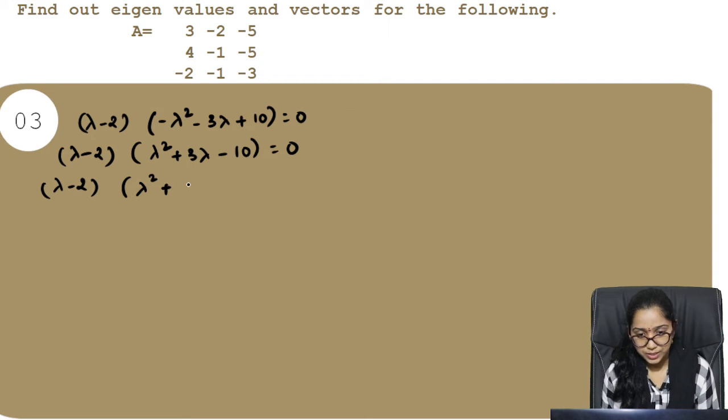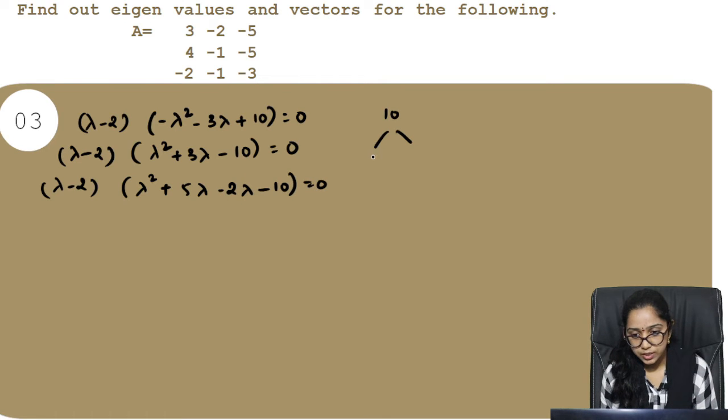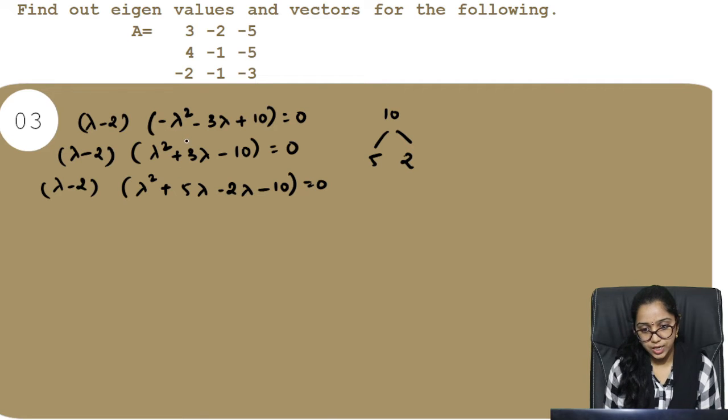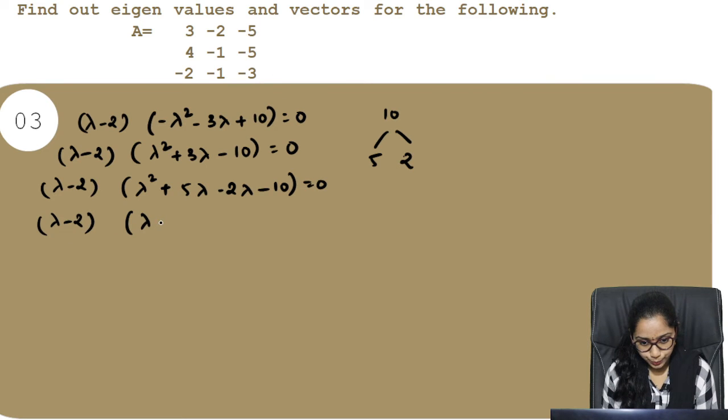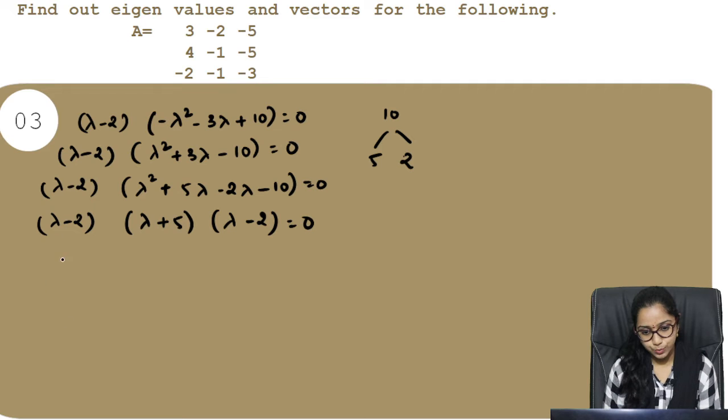Lambda square plus 5 lambda minus 2 lambda minus 10 equal to 0. Why am I taking it this way? To find the factors, because 10 is 5 twos, 10. So I will be replacing this 3 lambda as 5 lambda minus 2 lambda. Then lambda minus 2 into lambda plus 5 and lambda minus 2 is equal to 0. By this, the roots will be minus 5, 2, 2.